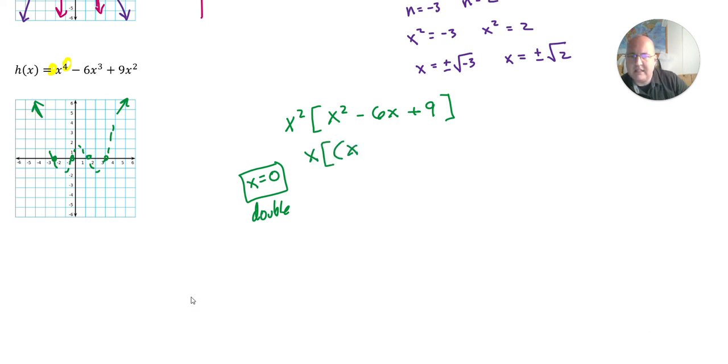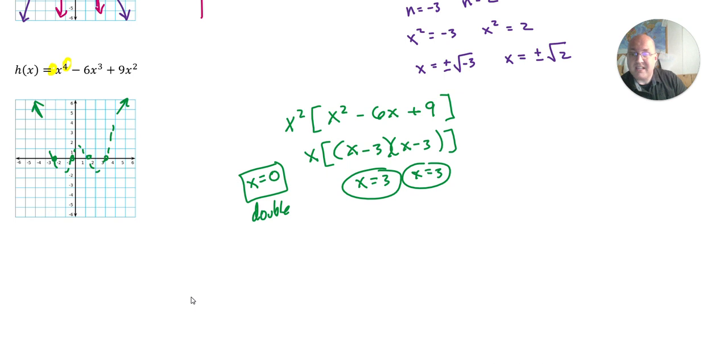And then, let's see, x minus 3 times x minus 3. I think this is a perfect square, and it is. So x minus 3 times x minus 3, so x equals 3 and x equals 3. Wouldn't you know it, we have another double root. So x equals 0, that's a double root. x equals 3, that's a double root.